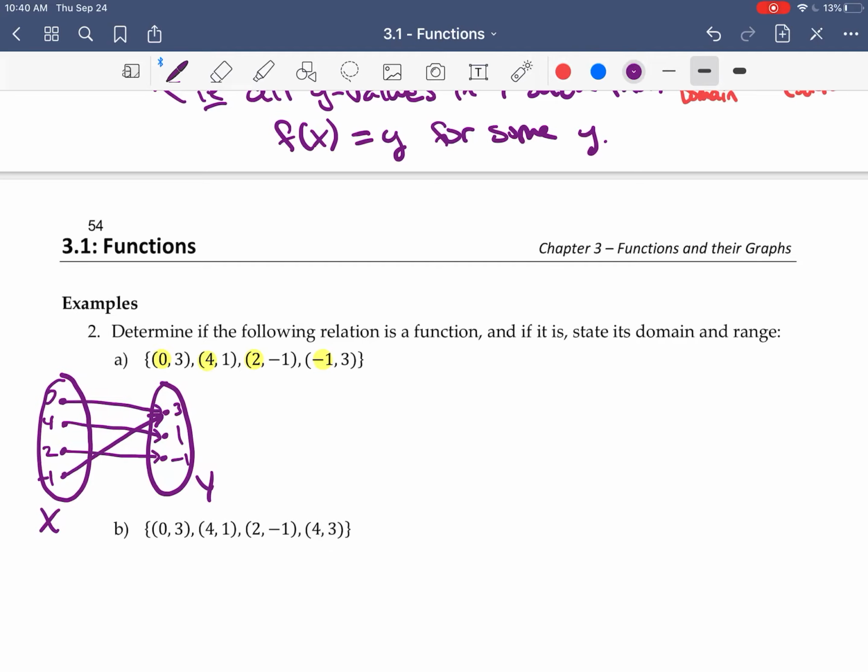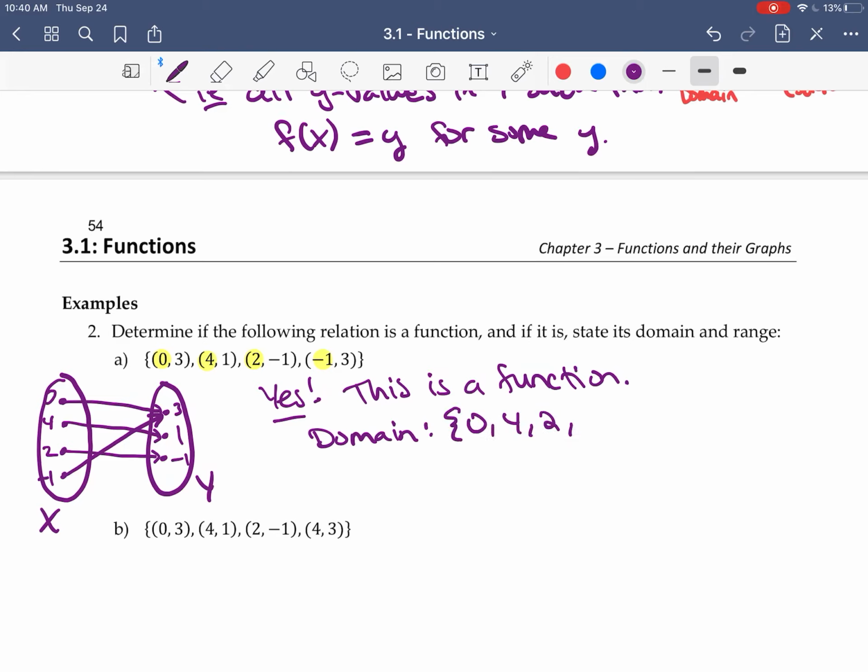So everything in the domain goes exactly one place in the codomain. So yes, this is a function. And the domain is going to be all of the x, so it's the set 0, 4, 2, and negative 1, all the elements that were in x. And the range is everything we map to, so that's going to be 3, 1, and negative 1.